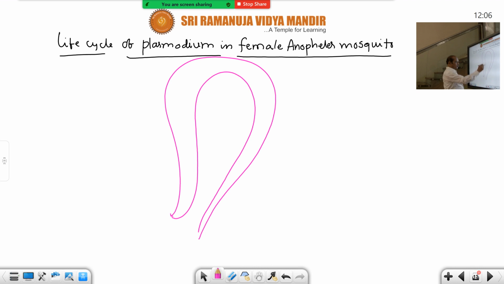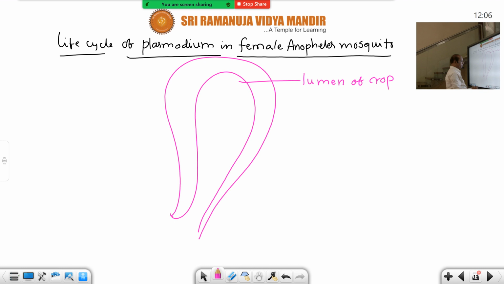And this is the lumen of the crop. Already I told you, the fertilization, everything occurs in the lumen of the crop. You say crop, not stomach. In some areas it is called stomach, but it is not correct. Everything occurs in the crop.